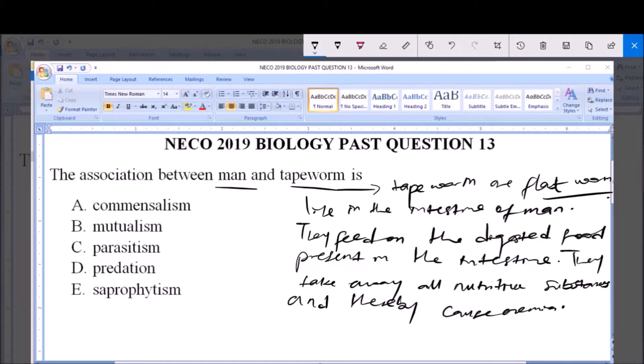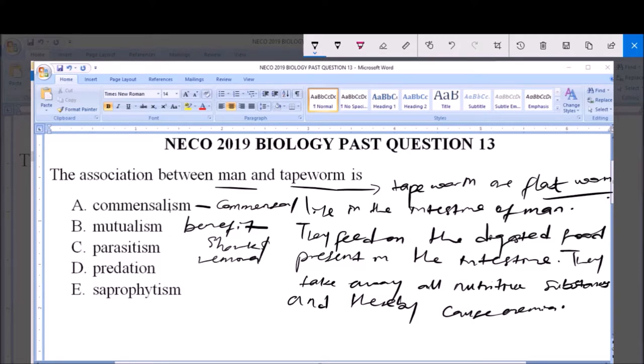Now let's describe the options. Option A says commensalism. Commensalism is a type of association whereby one of the organisms, known as the commensal, benefits from this association, but the other organism neither benefits nor is harmed. That is, the other organism is referred to as a neutral organism. It is neither benefited nor harmed from this association. An example can be seen in shark and remora fish.